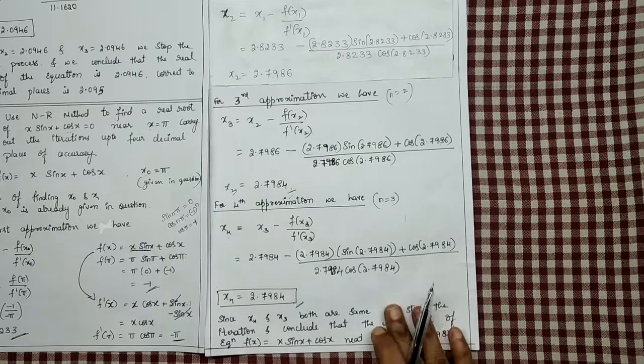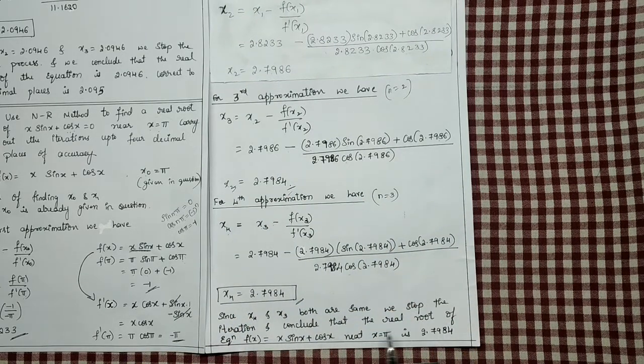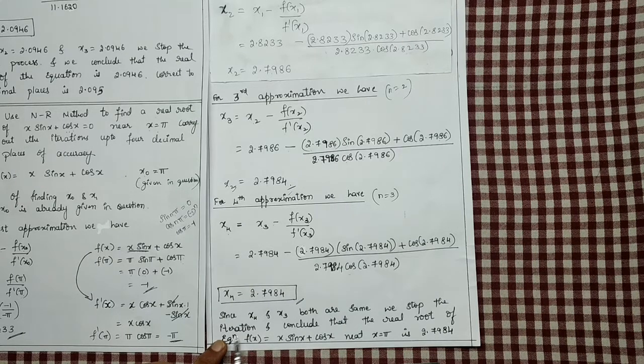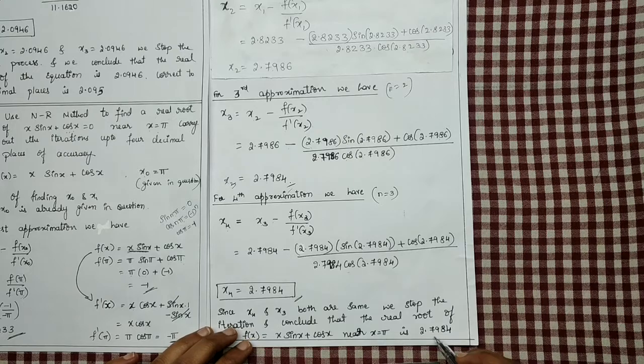Since x3 and x4 are both same, we stop the iteration and conclude that the real root of the equation f of x is equal to x sin x plus cos x, this is the question given, near the value x is equal to pi is 2.7984.